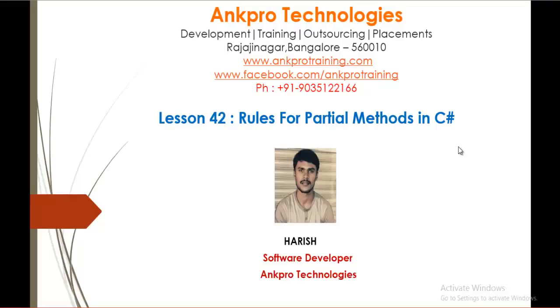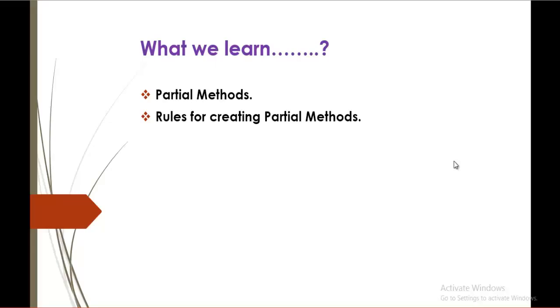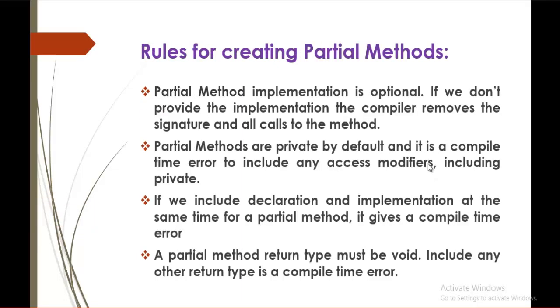My name is Harish. In this session, we are going to learn about partial methods and also the rules for creating partial methods. Keep in mind, in the last session, we learned how to create a partial method. Right now, we'll learn the rules for creating partial methods. The first rule is that partial method implementation is optional. If you don't provide the implementation, the compiler removes the signature and all calls to the method.